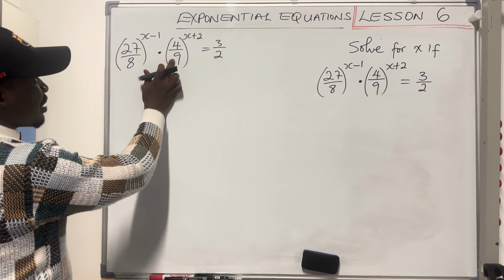27 is the same as 3 to the power 3, and 8 is the same as 2 to the power 3. So you can start sensing 3 upon 2, raised to the power x minus 1. This is multiplication, mind you. 4 is the same as 2 squared, and 9 is 3 squared. See? They look alike, 3 over 2, 2 over 3. Let's see what we get as we keep going. x plus 2 equal to 3 over 2.